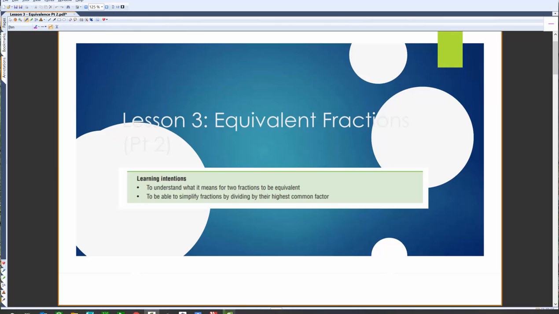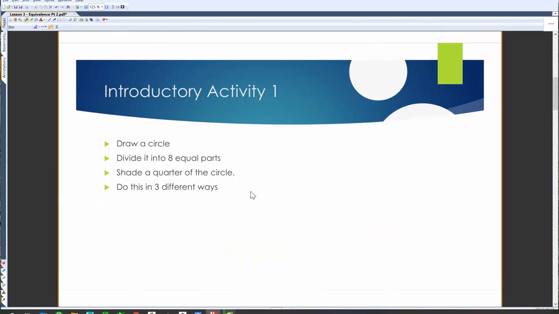The focus of today's lesson is also on equivalent fractions. So recall what we need to be able to do is to know what it means for two fractions to be the same or equivalent. For example, why is 2/4 exactly the same as a half? And what we want to be able to do is to take a fraction like this and work out how to write it in its simplest form by dividing through by the highest common factor.